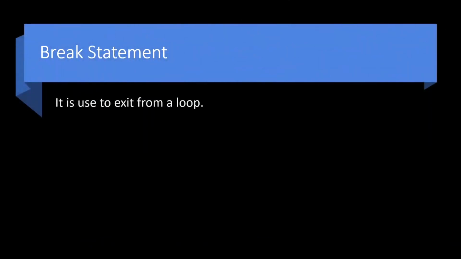Okay, now we are going to discuss the break statement. What if we want to exit from a loop for a certain condition? If the condition is true, we jump out of the loop. In that case, we use the break keyword, or you can say break statement. Now let's see how we can use this break statement in our code.